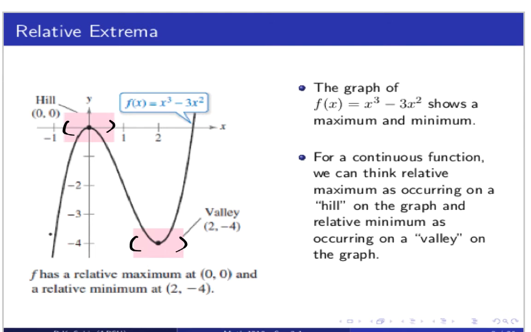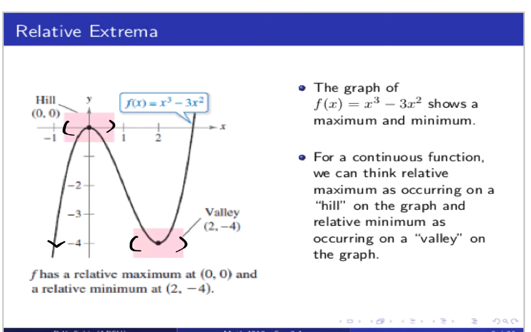So what we see is, because it's a cubic function, it keeps on going. It's going to keep on increasing as x increases and keep on decreasing as x decreases. But in the small interval, it has a relative maxima at the point (0, 0), and also a relative minima at the point (2, -4). So this is like a little valley, and this is like a little hill.